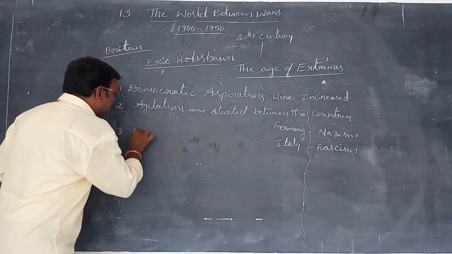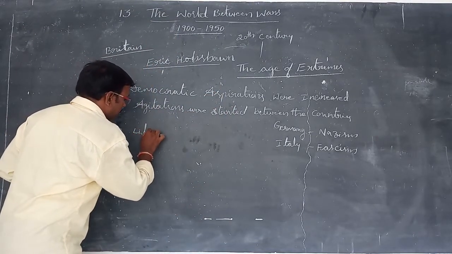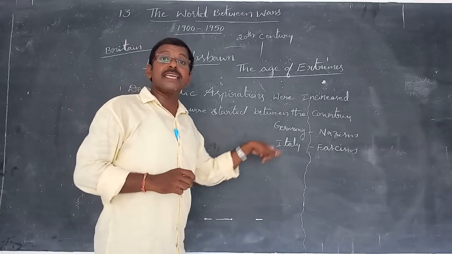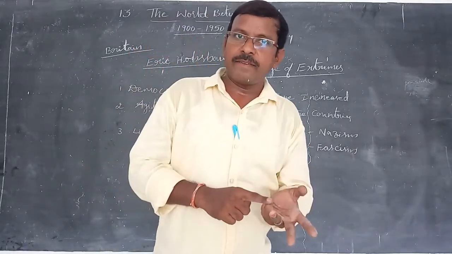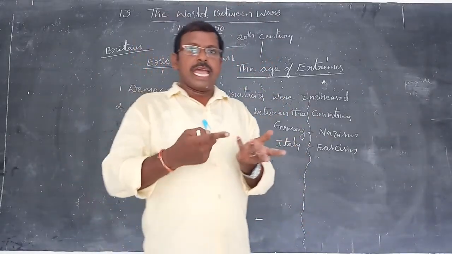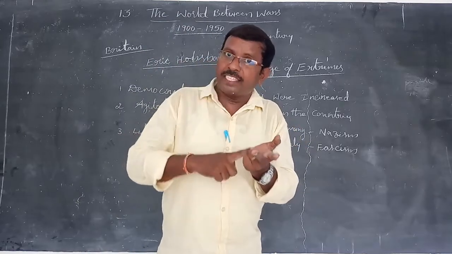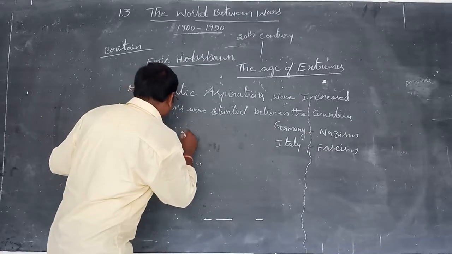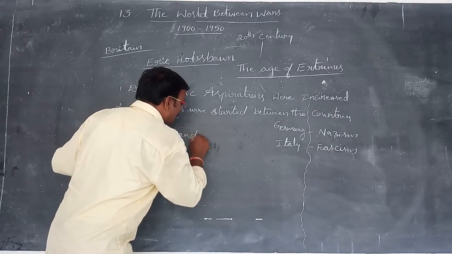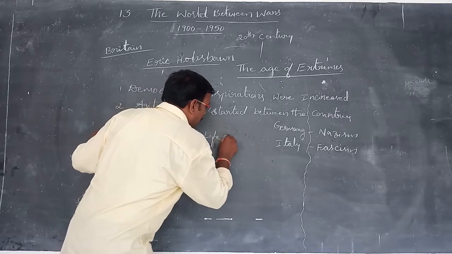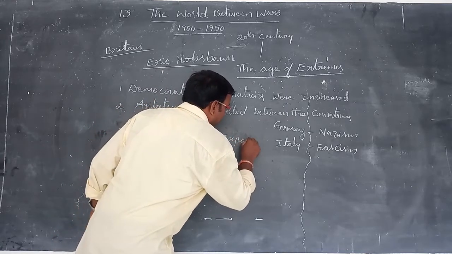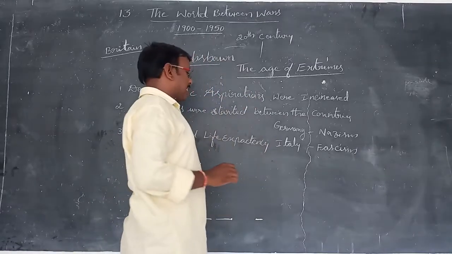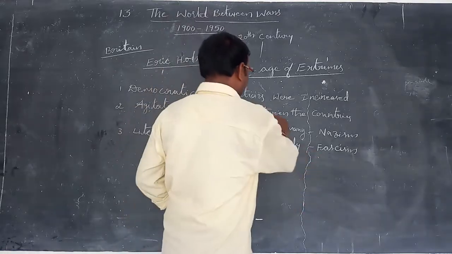Next, literacy and life expectancy increased. The literacy rate increased, everyone became well educated, and life expectancy and living standards increased.